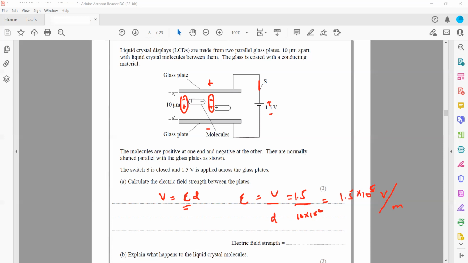So the molecules will rotate or align with the field, and the positive charge will be at the bottom and the negative charge will be at the top. Is this clear?